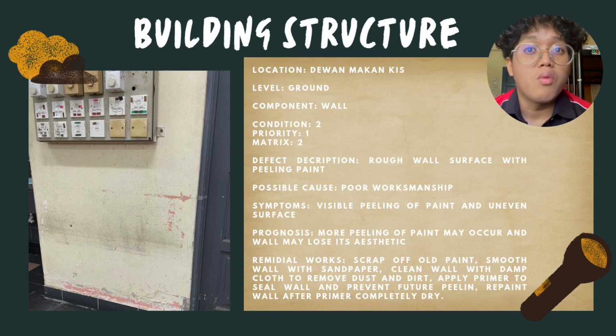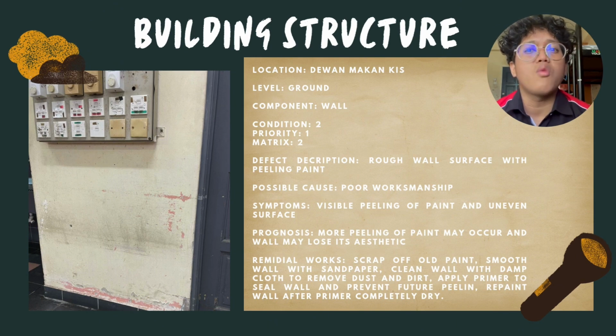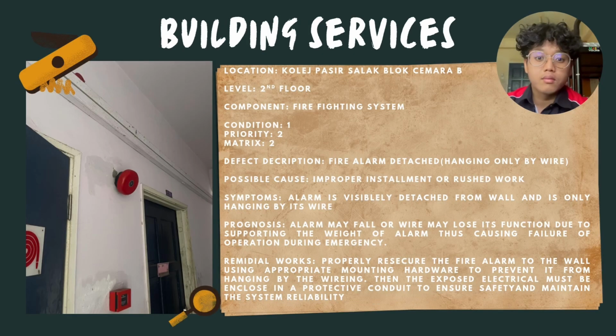And the remedial work is scrape off all paint and smooth the wall surface with sandpaper, clean the wall with a damp cloth to remove dust and dirt, apply primer to seal the wall and prevent future peeling, then repaint the wall after the primer is completely dry. Next is building services.